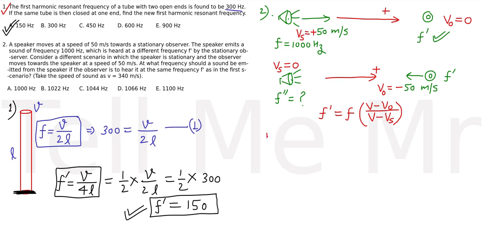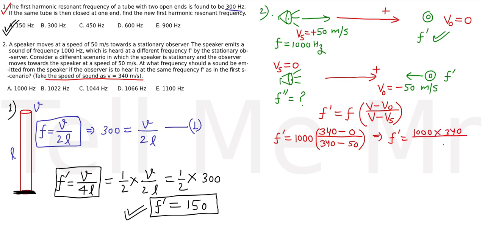So in the first situation, f prime, that is the apparent frequency, is equal to f, the actual frequency, which is given as 1000 hertz, and let's put the values for V and Vo. Also in the second question, the sound velocity we have to take as 340 meters per second. So V is 340, minus Vo, which in the first situation is 0, divided by 340 minus Vs, which is plus 50. So from here you get f prime is equal to 1000 multiplied by 340, divided by 340 minus 50, and that will be 290. So this is your first equation.